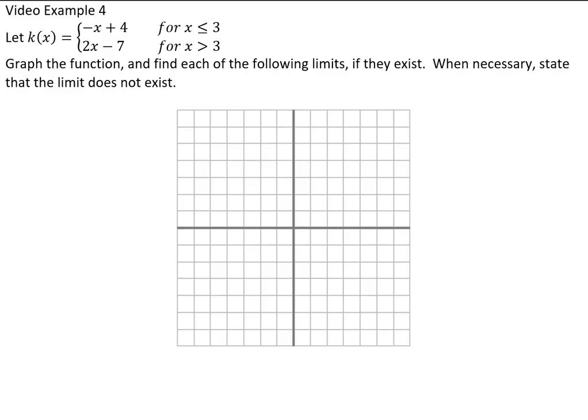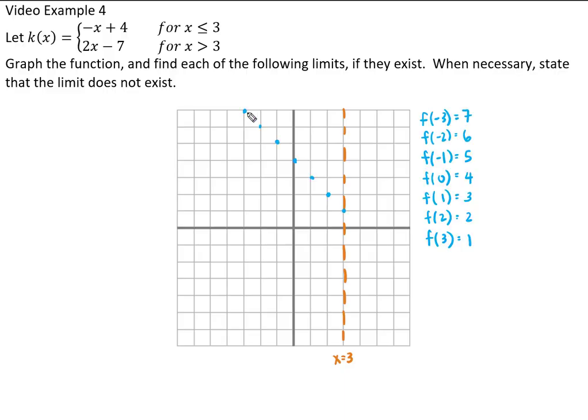Video example 4 asks us to graph the piecewise function k, which is broken down into two equations, and the domains are separated by the number 3. So we have the domain going from negative infinity to 3, and then from 3 to positive infinity. Let's draw that boundary line first. And then let's just plug in the numbers that are less than or equal to 3. And then let's just draw that line.